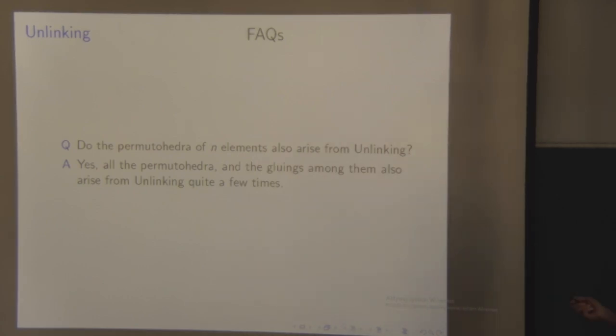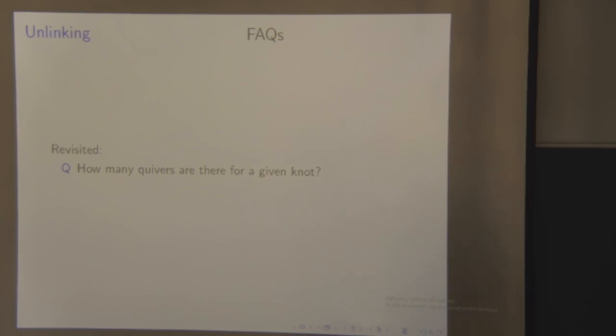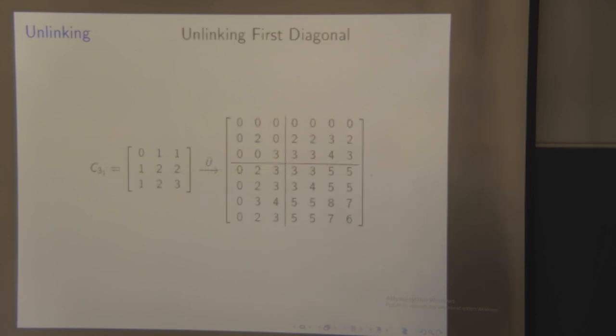So yes, all the permutohedra arise from this degeneracy of unlinking, just more complicated ways of unlinking. So how many quivers can we associate to a given knot? This also relates to other work we did, because there's nothing stopping us really from unlinking as many times as we want, is it?